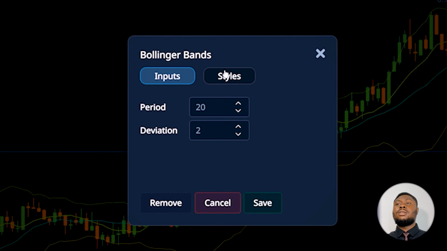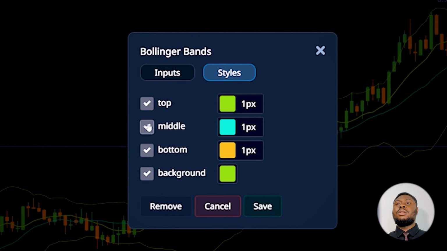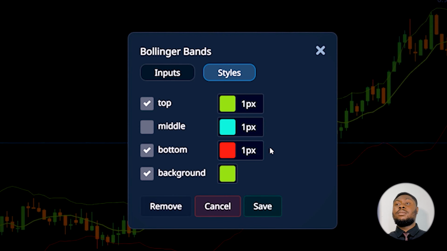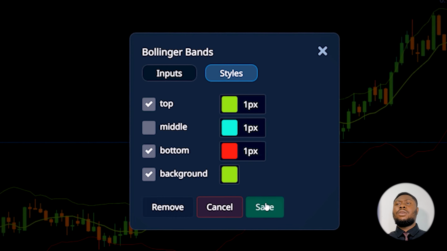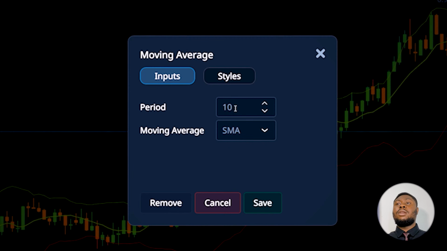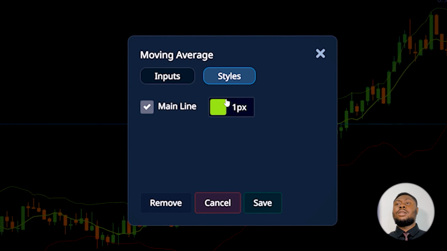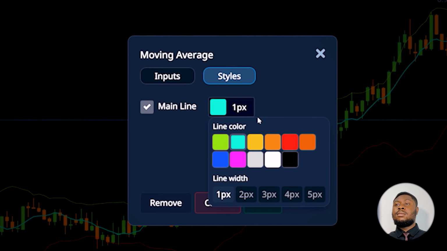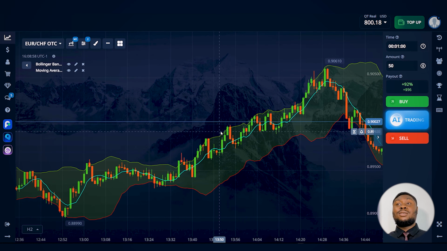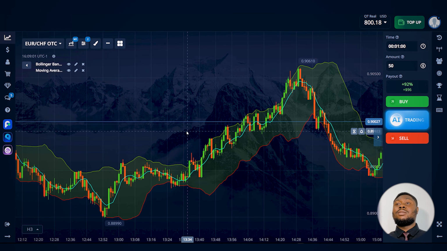In the style setting, I'll disable the middle line as it is not needed. I'll also change the color of the bottom line to red. Now let's configure the moving average. I'll reduce the period to 7 and leave the line type as SMA. I'll also change the color of the indicator line to turquoise. That completes the settings, and we can now start looking for suitable situations.